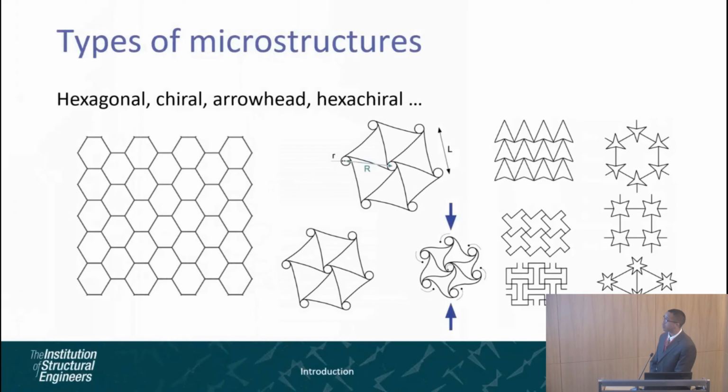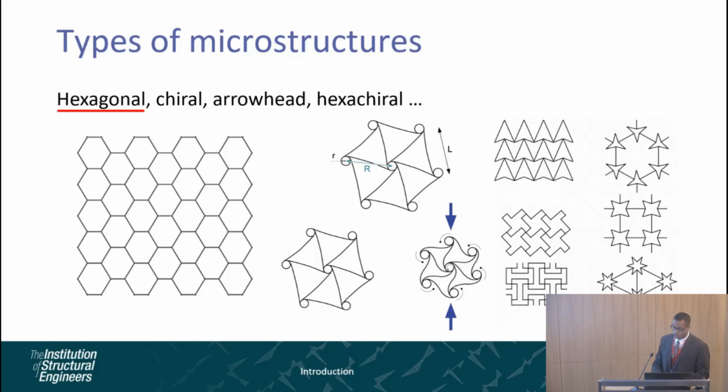There are various types of microstructures. Here we've got examples of two-dimensional ones. So starting from the hexagonal honeycomb structure, the hexachiral, which is a mixture of the hexagon and the chiral geometry, the arrowhead, and some star-shaped ones as well. In this research, we've been mainly focused on the hexagonal type, so that being the conventional hexagon.